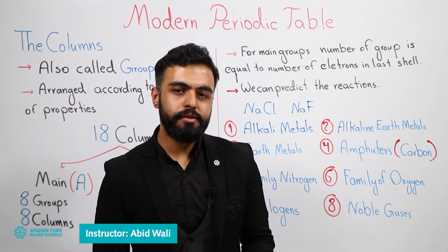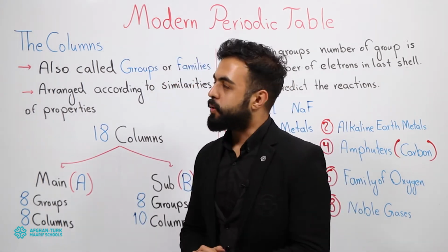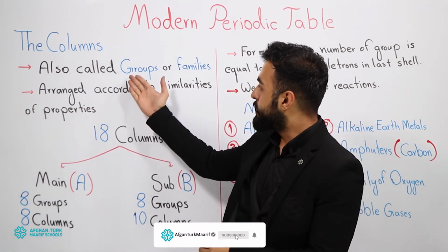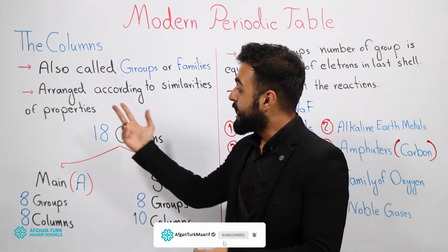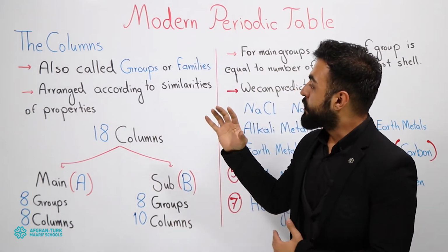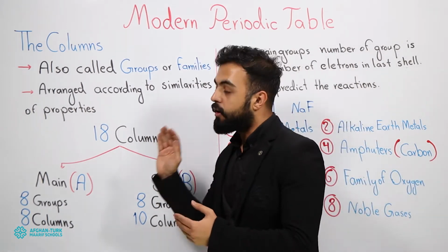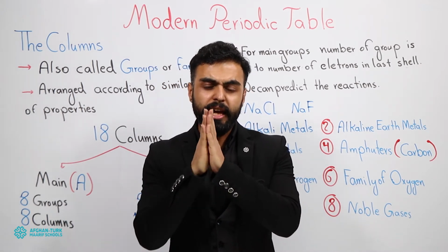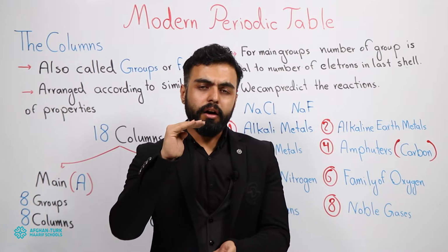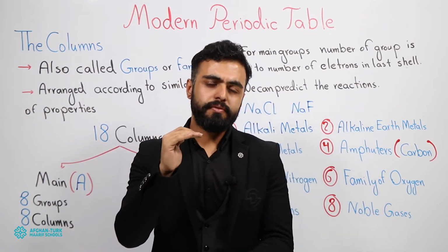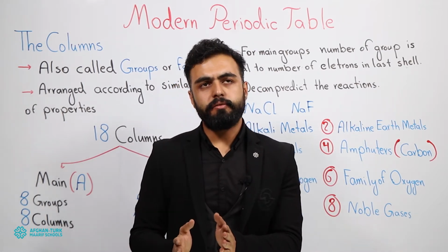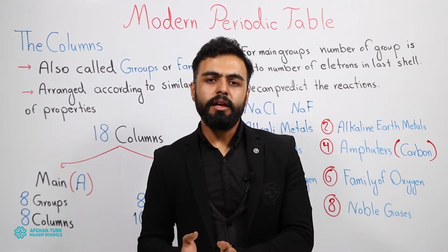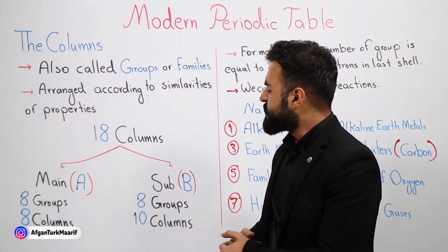Today we are going to start with the second part, which was the columns. The columns are also called the groups and families. They are arranged according to the similarities of properties. What does it mean? In the same group, all the elements have the same properties. For example, the first group is the alkali metals. Their properties are the same, which we will study later.